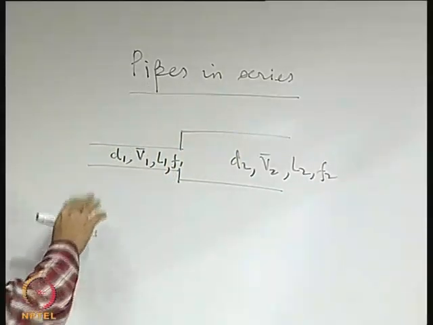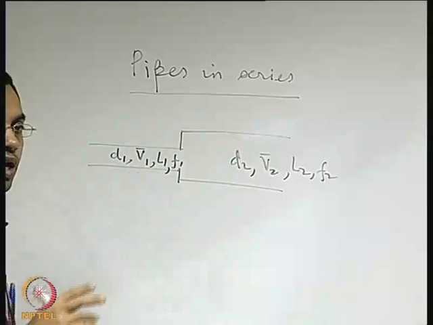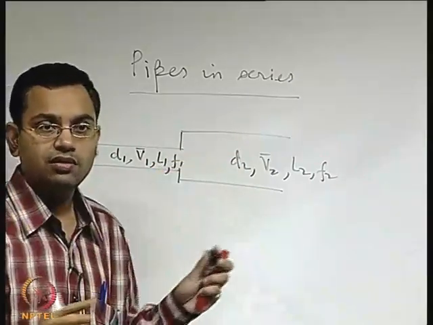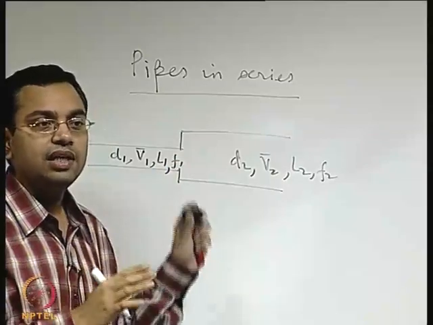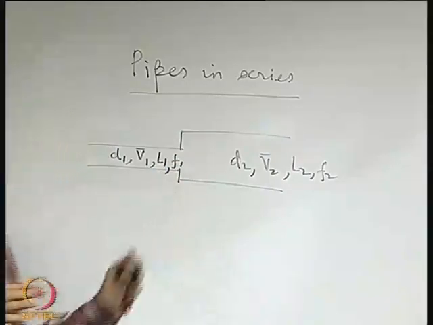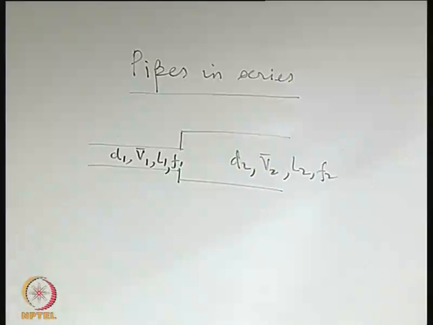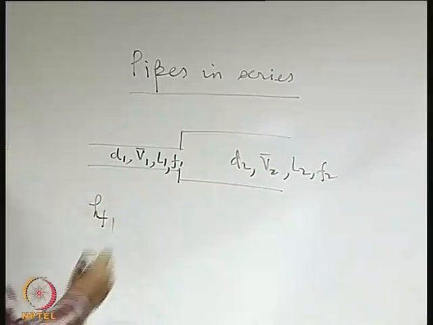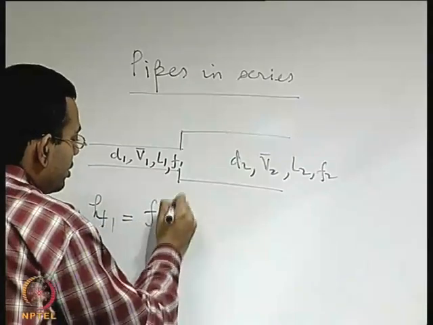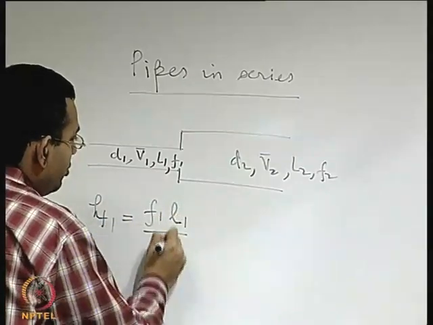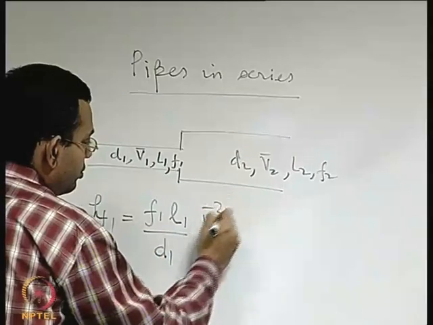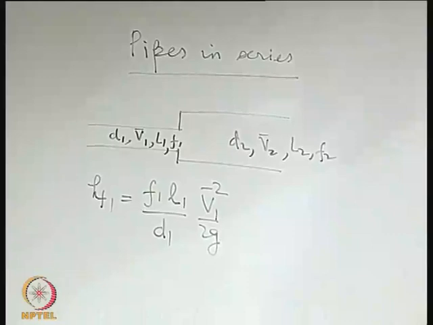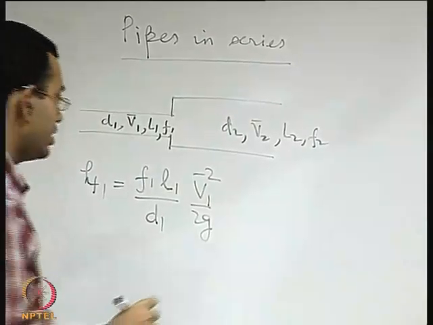When we consider these pipes in series and parallel, in this analysis that we are presenting as a theoretical development, we are not considering the minor losses, only the major losses. So the head loss for pipe 1, what is that? F1 L1 by D1 into V1 square by 2G. What is V? V is 4Q by pi D square.